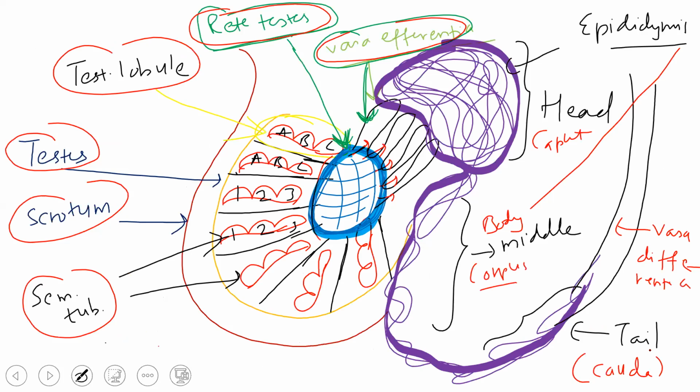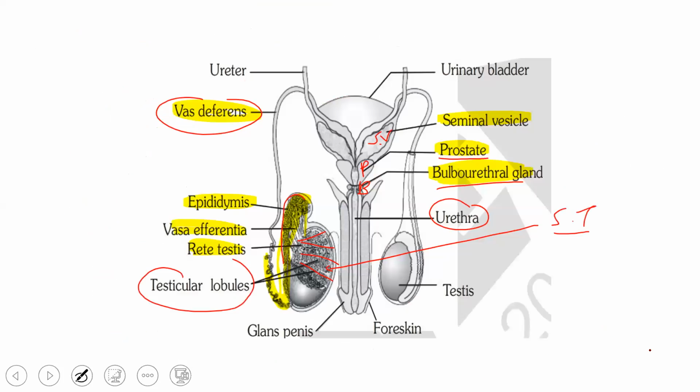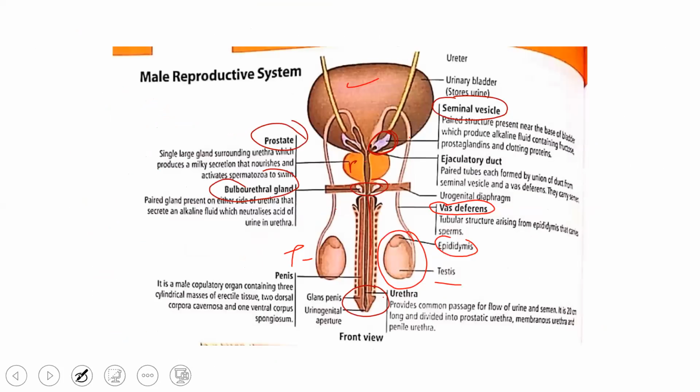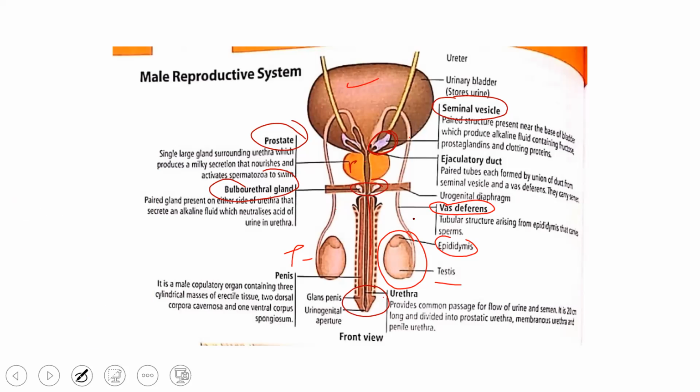Now see, this is the thing which they are trying to explain, that from this epididymis, the vas deferens will mainly loop over this abdominal region. This is the urinary bladder, as you can see. Then it will come over here. Then it will open into the ejaculatory duct, and then from the ejaculatory duct it will go outside.